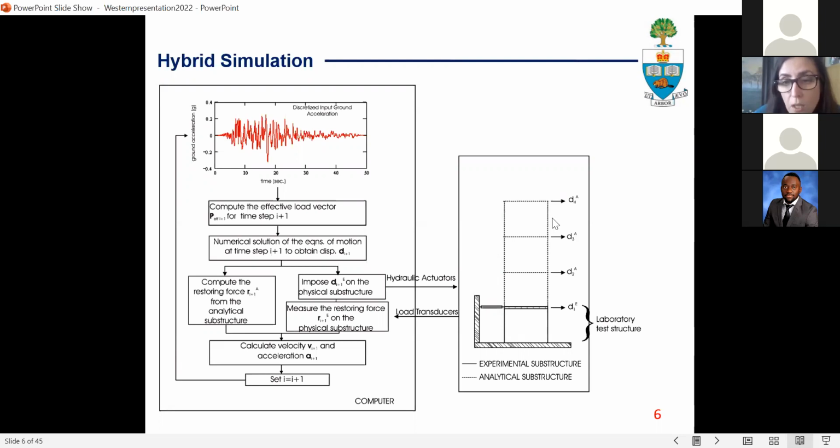Part of it is called analytical substructure. We model it in a computer. Part of it is the experimental substructure. We test it in the laboratory.